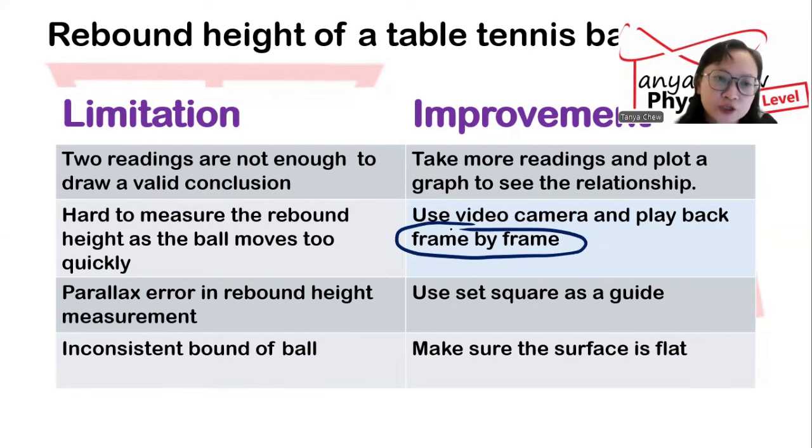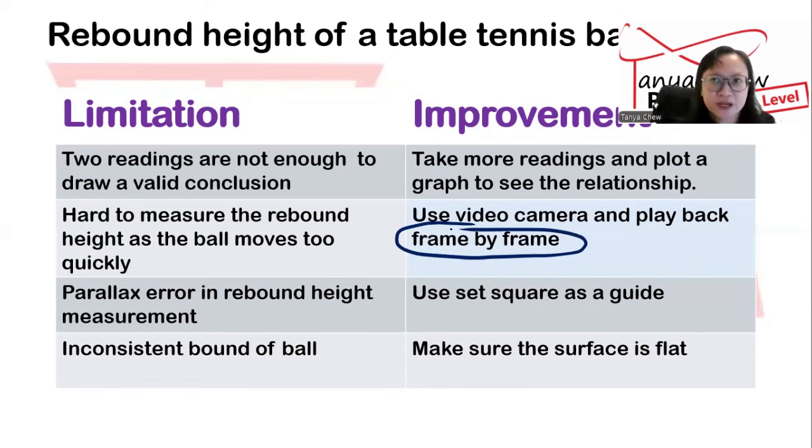The next limitation could be parallax error in rebound height, because I have to move up and down. And how sure am I that my eye level is perpendicular to the scale reading? Because I have to determine the height of the ball and I have to look at the scale on the meter rule at the same time. So it's very hard to do so, right?